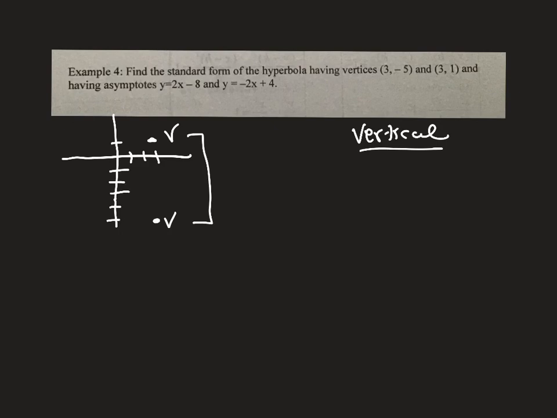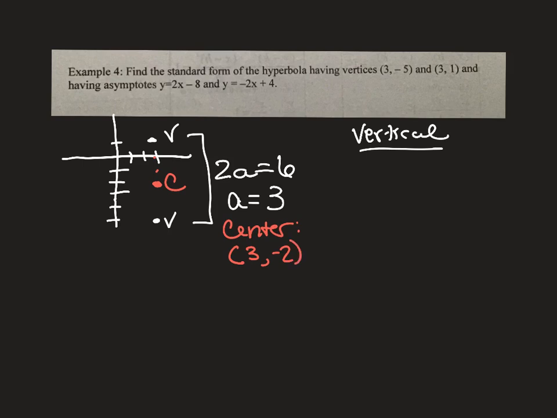The distance from vertex to vertex is called 2a. It's the transverse axis, and the distance between these two points is 6. So we now know that a equals 3. We also know that halfway between the two vertices has to be my center. So I'm going to go down 3. That has to be my center, and the ordered pair of my center is going to be (3, -2). To write an equation of any hyperbola, we need the h, k, the center, and the a and the b value. Well, I have a, I have h, and I have k.